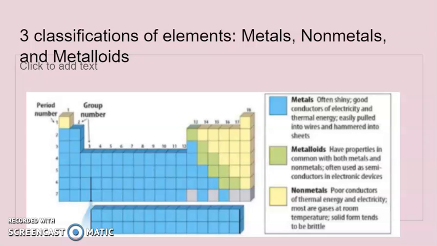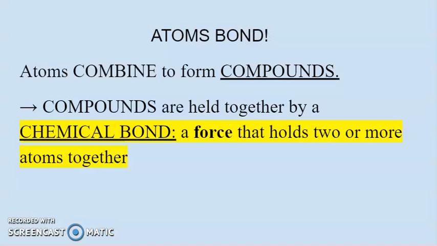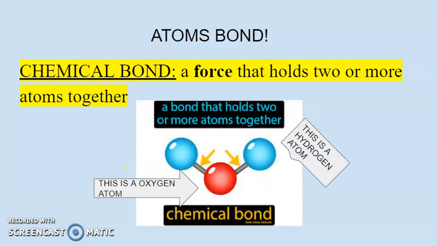Now, atoms bond together. Atoms combine in order to form things called compounds. And these compounds, which are a combination of atoms, are held together by something called a chemical bond. This chemical bond is a force, as you can see bolded. It is a force that holds these atoms together. It is an attraction that holds these atoms together.